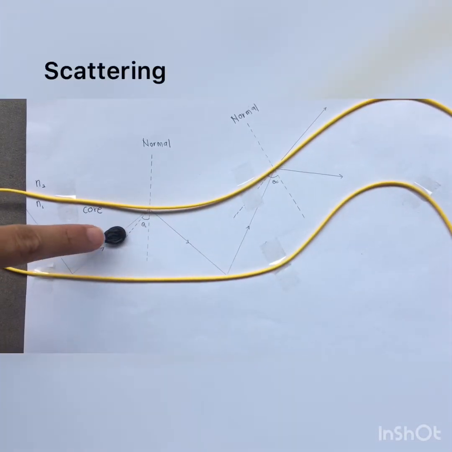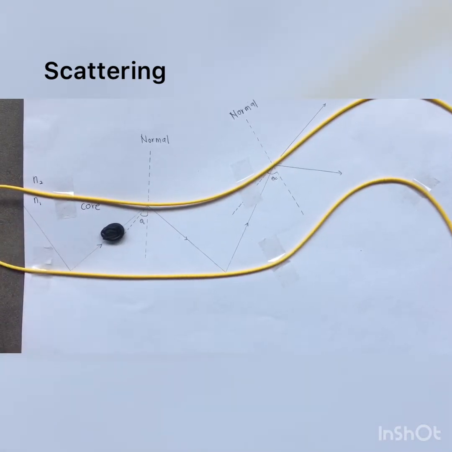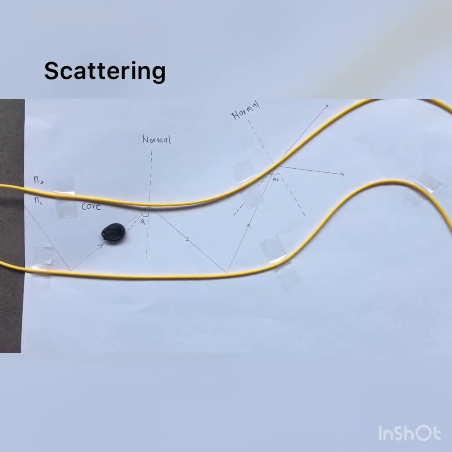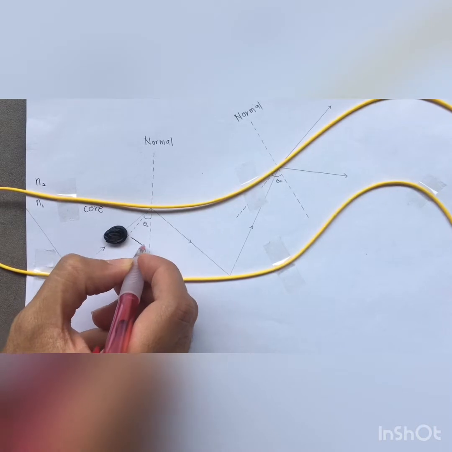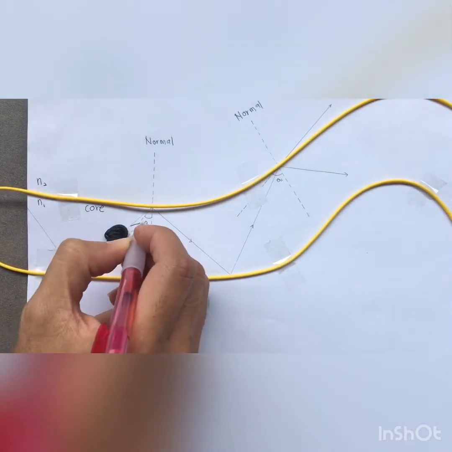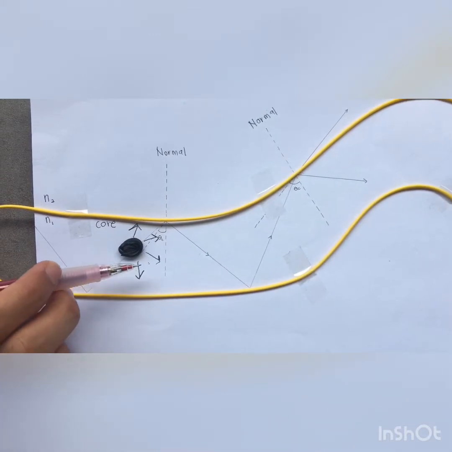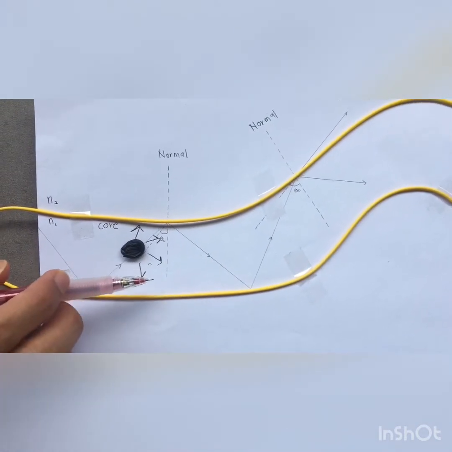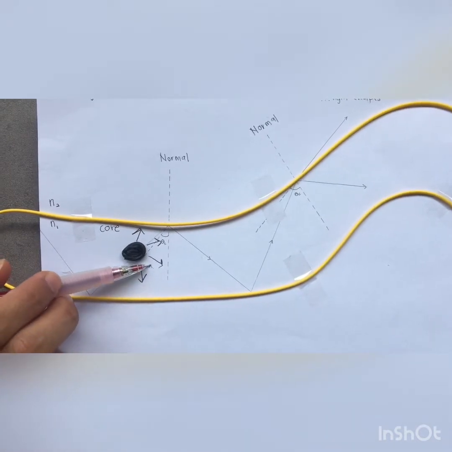Imagine these are impurities or defects in the core, where they block the light ray along the pathway in the core. So eventually the light will be disturbed and it will be scattered away all around. When this happens, for some of the scattered rays it is impossible for total internal reflection to take place.